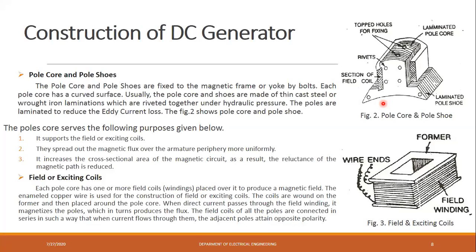So when current passes through that winding, at that time this winding will magnetize the poles, and due to that magnetization of poles there is a production of fluxes. So these field coils of all poles are connected in series with each other, so that the current will flow through them, and all adjacent poles will attain exactly opposite polarity to each other.